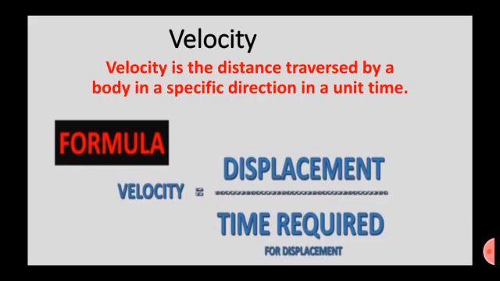Velocity. Velocity is the distance traversed by a body in a specific direction in a unit time. The velocity of a body can be calculated by the following formula. Velocity is equal to displacement upon the period of time required for the displacement. For example, a train moves at a high velocity. Velocity is the rate of motion, speed or action. An example of velocity is a car driving at 75 miles per hour.